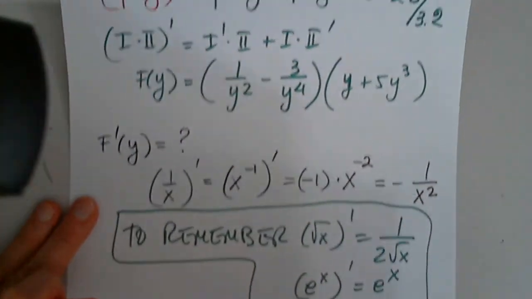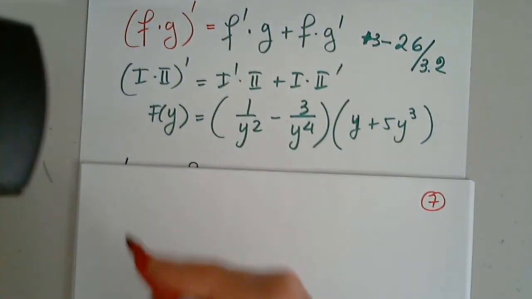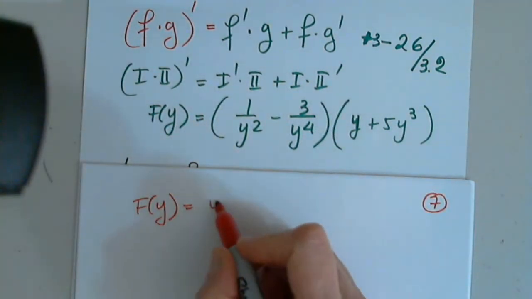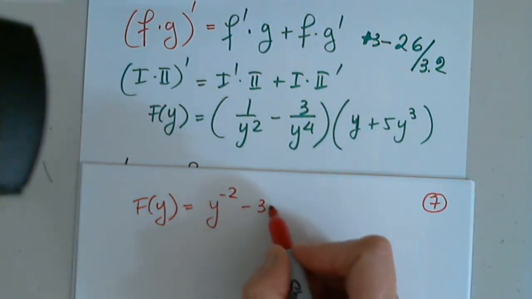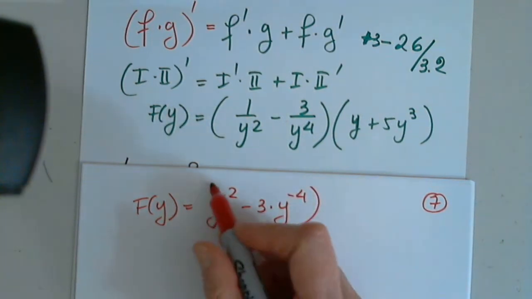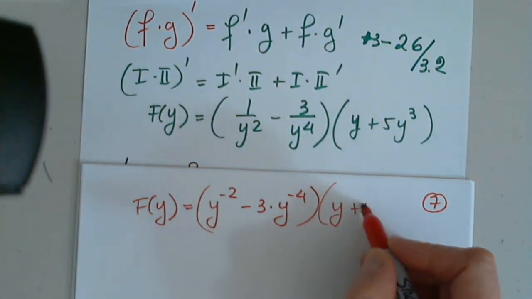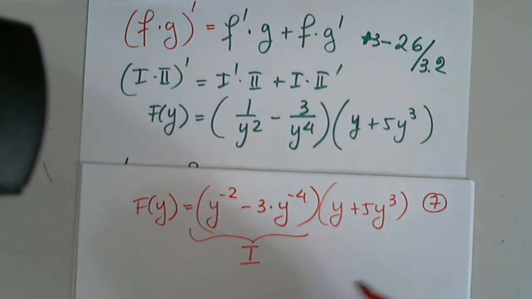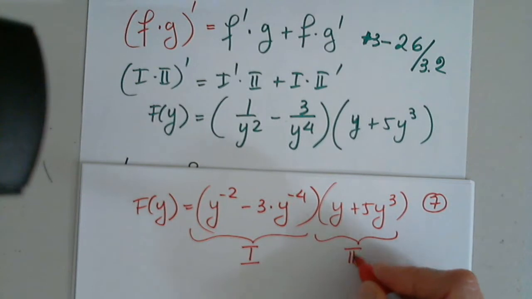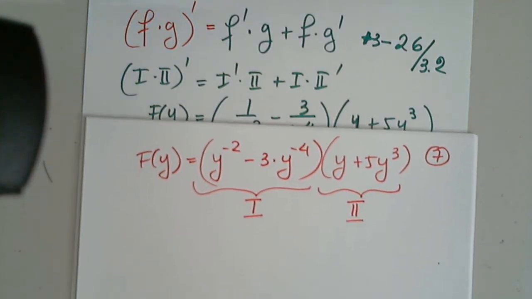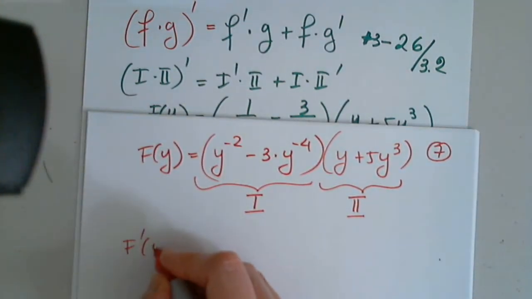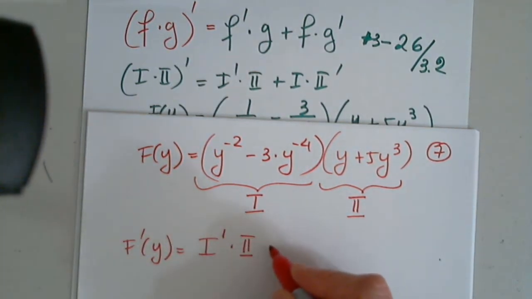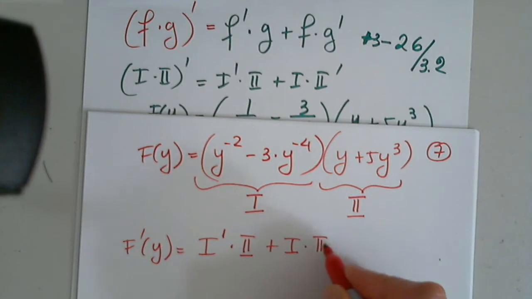The function then will look like, rearranged to make my life easier, y to negative 2 minus 3 times y to negative 4 times y plus 5y to the third. This is my function 1. This is my function 2. So I want f prime of y, which will be 1 prime times 2 plus 1 times 2 prime.